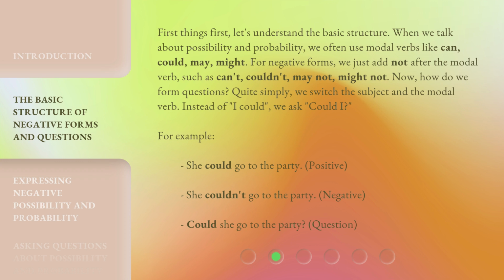Now, how do we form questions? Quite simply, we switch the subject and the modal verb. Instead of I could, we ask, could I? For example, she could go to the party. Positive. She couldn't go to the party. Negative. Could she go to the party? Question.